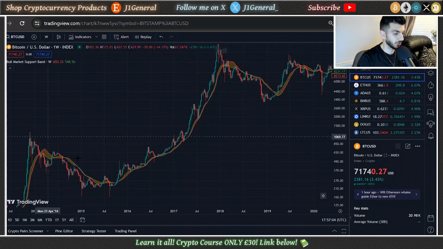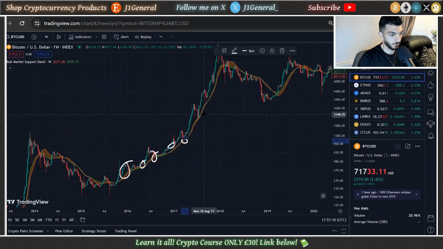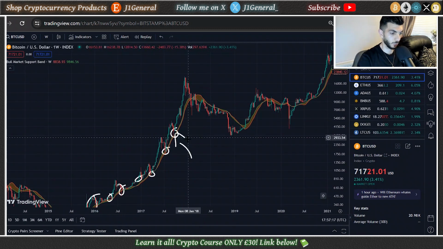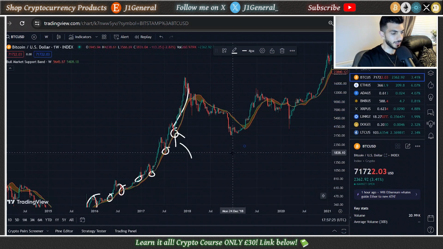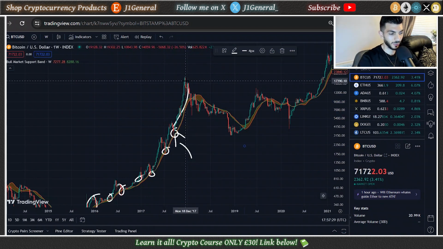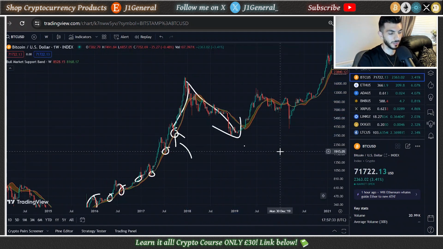I mean, just look at this. Backtested here, here, here, here, here, here, here, and that was the last touch before Bitcoin went exponential. And it's quite funny because then when Bitcoin went exponential and didn't backtest the bull market support band, the next time Bitcoin backtested it, it couldn't hold it as support, and then a bear market spewed just after that.